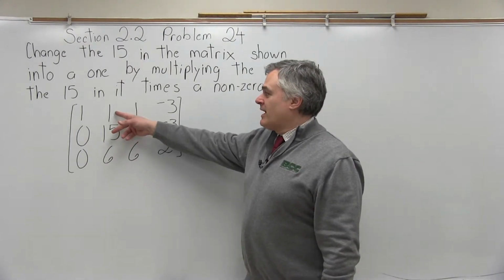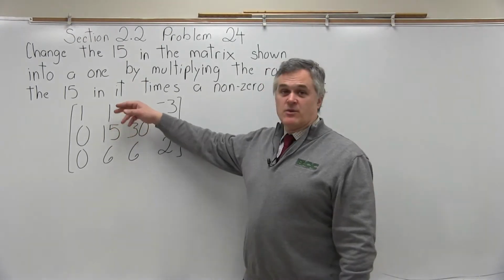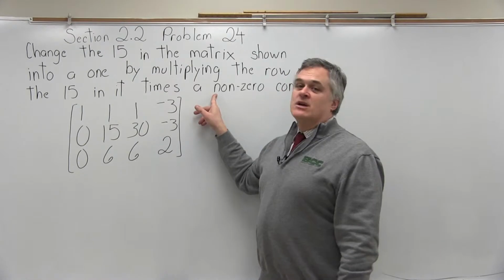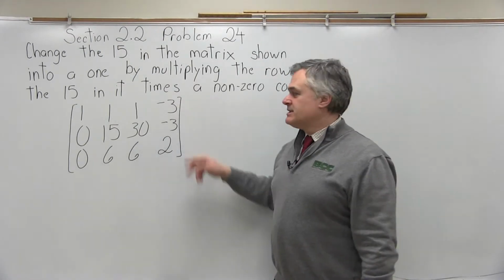There is a 1 that lines up with the 15. Sometimes you can get a 1 by swapping the position of rows. This problem specifically says multiply times a non-zero constant.